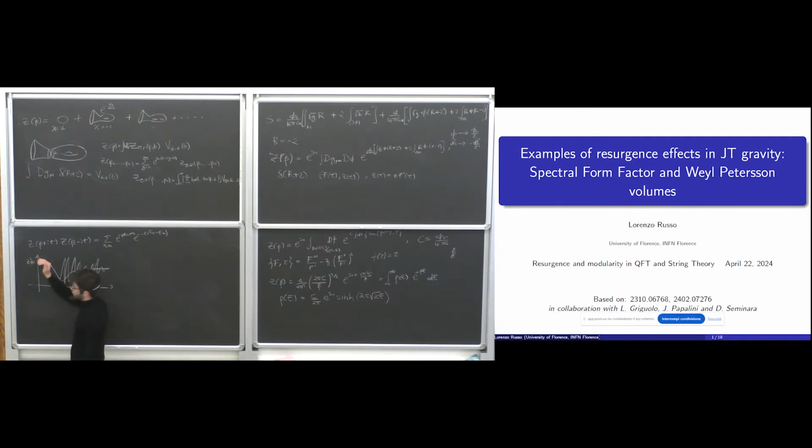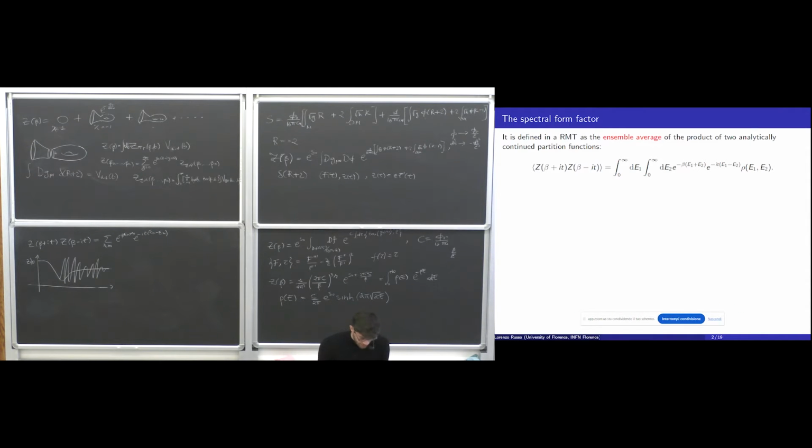Here, if I'm talking about quantum mechanics, I'm just performing the product of the two Z's. But inside the random matrix models, what you have to do is always have some averaging over them. And so here is the definition inside the random matrix theory. We have this product, and inside the integral, this rho is the joint probability density function of the energy levels.